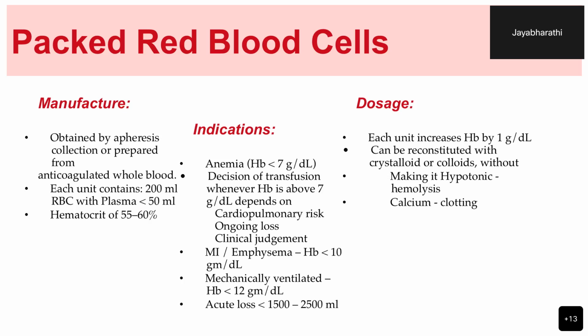An acute loss of 1,500 to 2,500 ml is also an indication. The dosage is that each unit increases hemoglobin by 1 gram per deciliter, that is, 15 ml per kg can be given, and it can be reconstituted with crystalloids or colloids without making it hypotonic, because there is a risk of hemolysis, and calcium. The addition of calcium causes increased clotting of the blood.